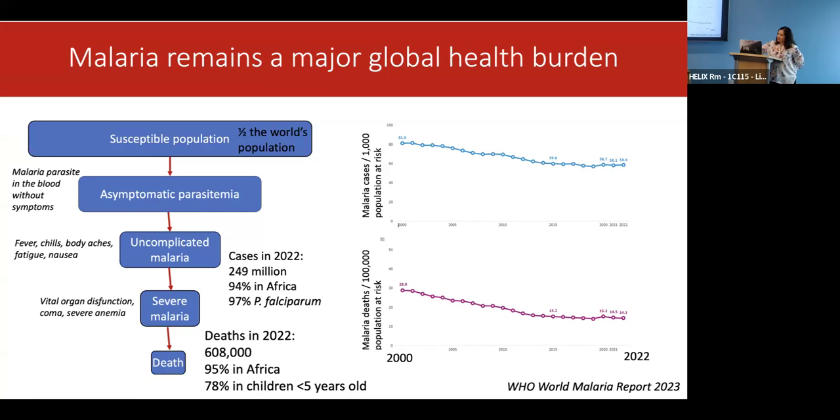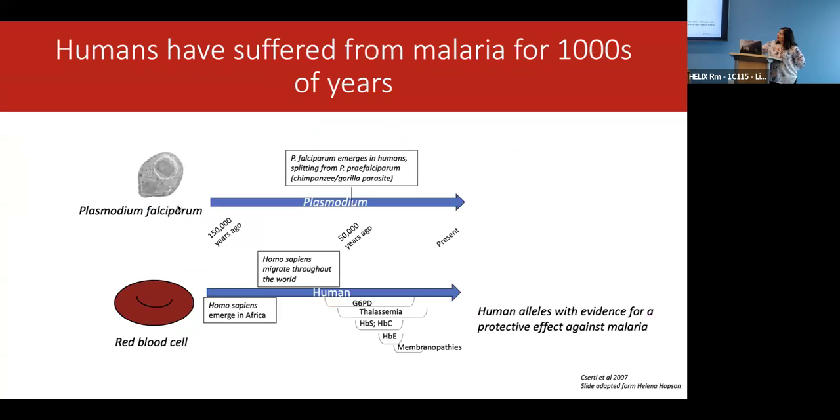We also know that in addition to the last 20 years, humans have suffered from malaria for thousands of years. This has been much revised over time and is still an estimate, but I think approximately 50,000 years ago is when Plasmodium falciparum split from its closest relative that we know of, Plasmodium praefalciparum, which infects chimpanzees and gorillas. So it made this switch into human hosts.